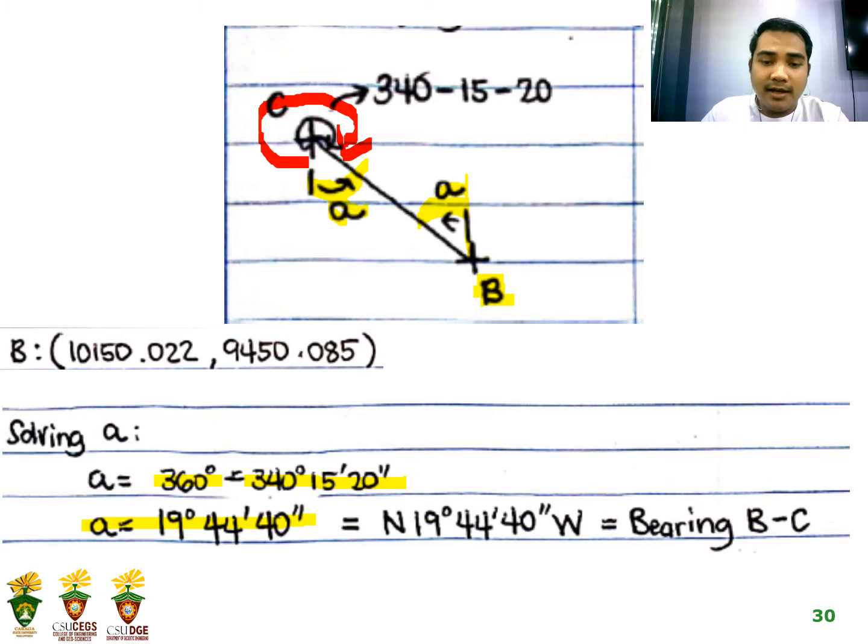Follow along with me, class. From B to C, since B has the given coordinates, we need to get the bearing from B going to station C. The previous part is alpha, which is equal to this part, which is alpha also. Therefore alpha is also our bearing from B to station C, which is 19 degrees, 44 minutes, and 40 seconds. But it is from north going to the west. Therefore, the bearing from B to C is north 19 degrees, 44 minutes, and 40 seconds to the west.